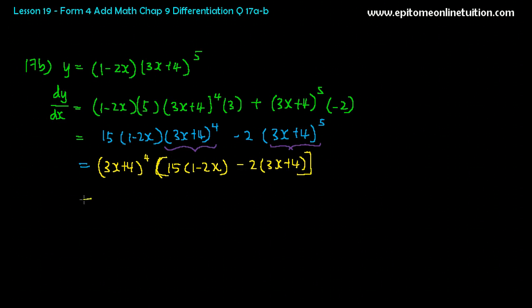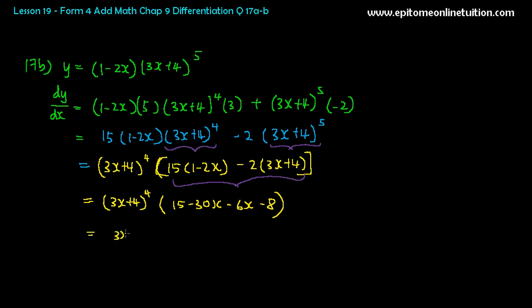Okay, basically it's like this. So you may simplify whatever is inside here, and leave this outside because you don't expand to the power of 4. So let's copy this. Okay, now 15, that's expansion, just normal expansion. 15 minus 30x minus 6x minus 8.